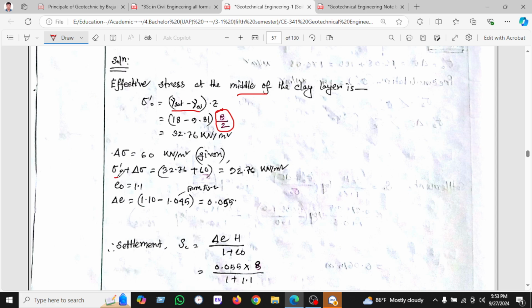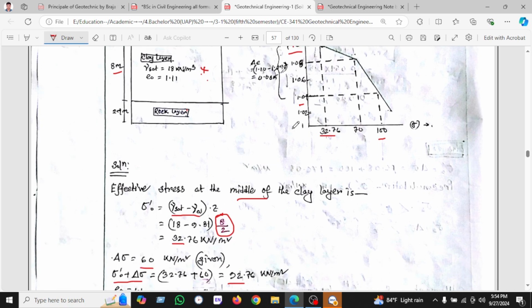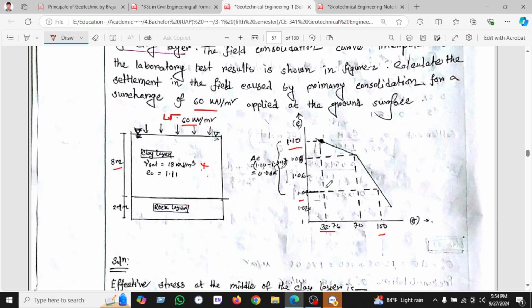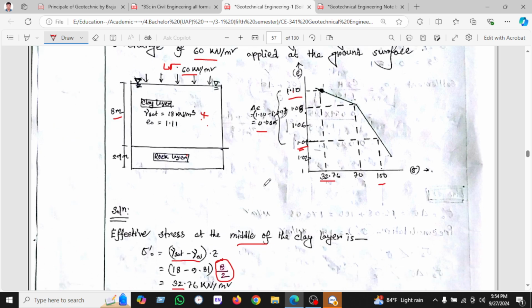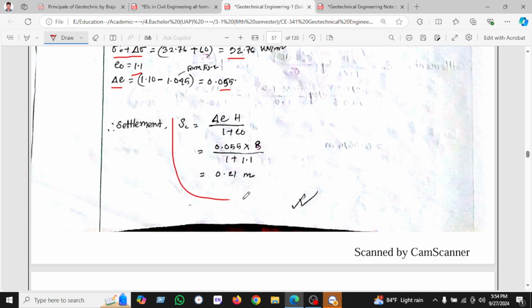Now we'll add this value, which is found 32 and 60, and we'll find 92.76 kilonewton per meter, and e naught is 1.1 as given, and delta e will be from the figure 1.10 minus 1.047. How will we get this? Let's see. This is 1.10, and here is 1.047, and subtracting, we found 0.055. Okay, so we'll use this formula for settlements.